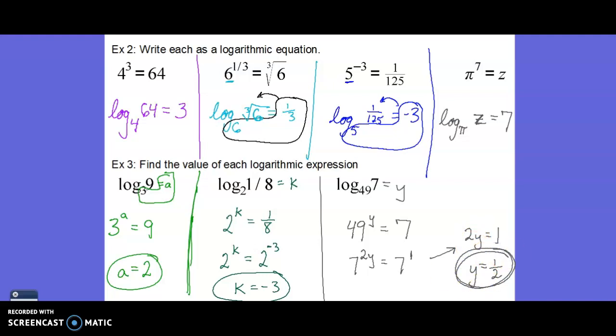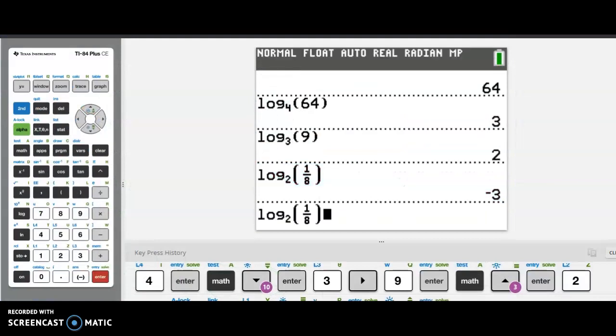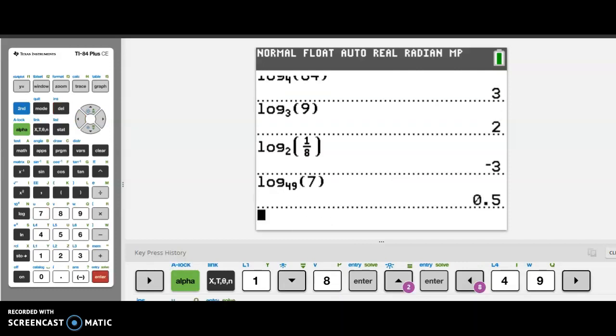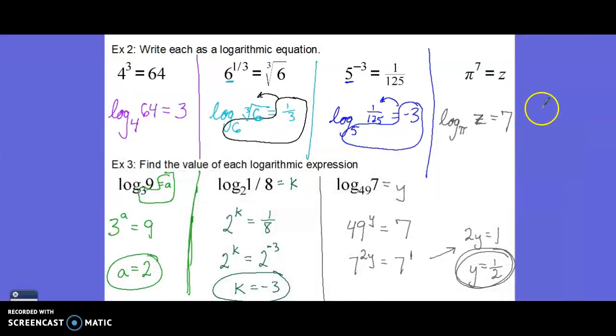And again, I'm aware that you can use a calculator and type in log base 49 of 7, and it will give you the correct answer, 1/2. You might have to hit the math fraction key, but it is 1/2.